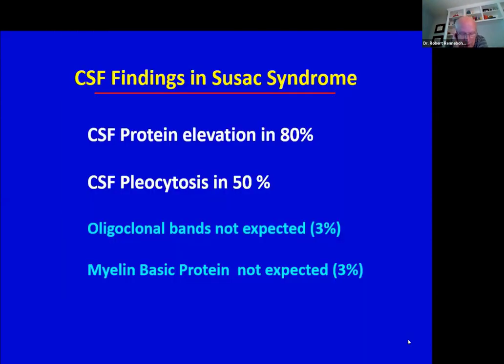Analysis of CSF often provides support for a diagnosis of Susac syndrome. CSF protein elevation occurs in 80%, CSF pleocytosis in about 50%.